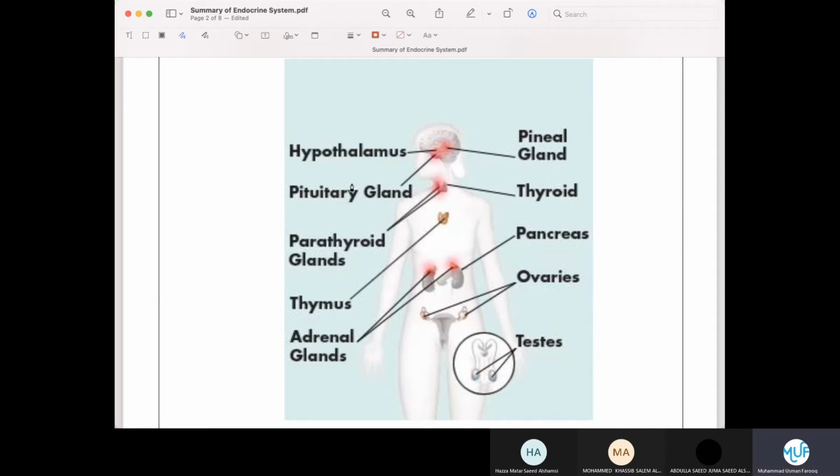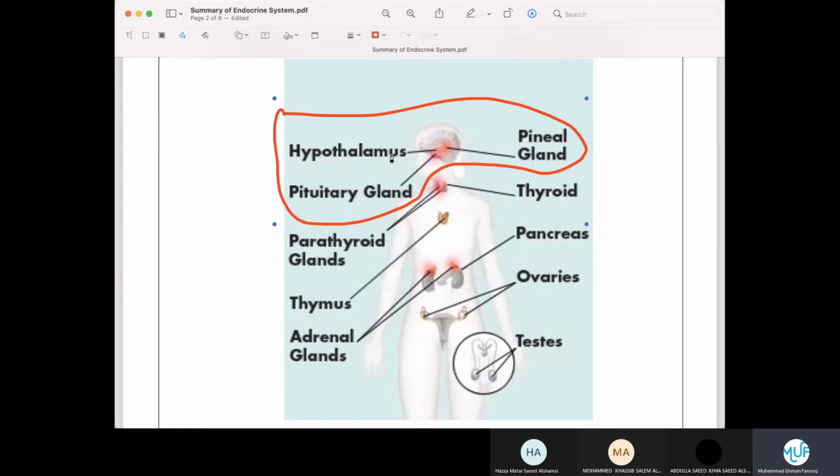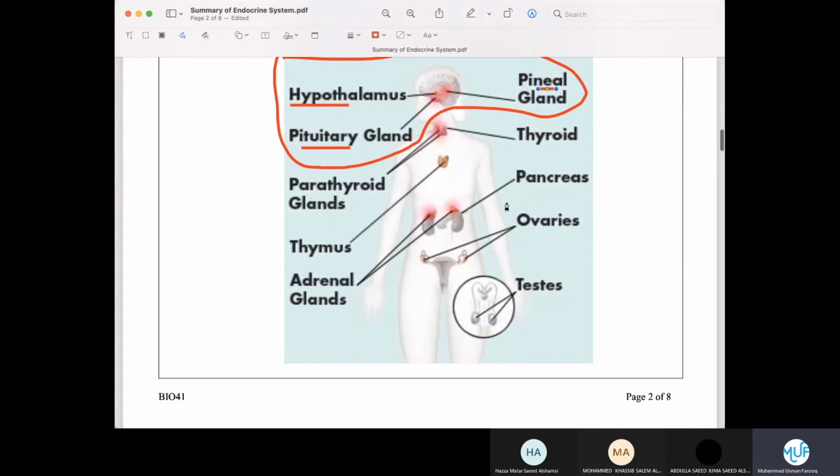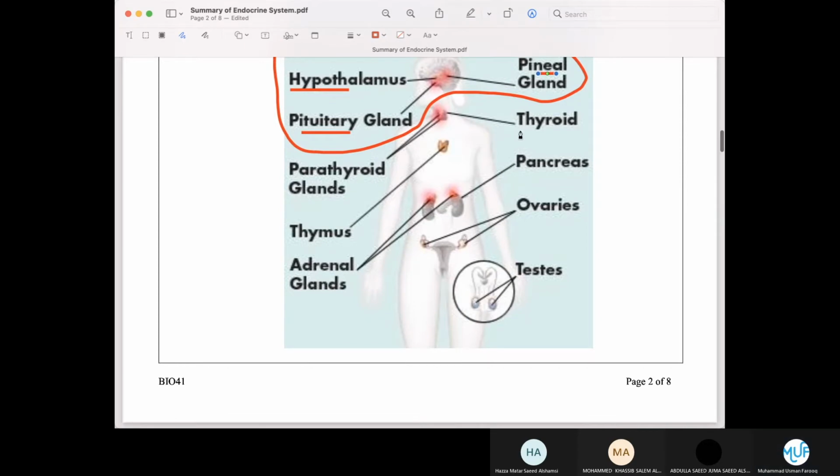First of all, we look at the glands which are present in the skull. You can see over here, these three are present in the skull: the hypothalamus, just below it the pituitary, and the next one is the pineal gland. We will talk in more detail about their functions. Then in the neck region, you have the thyroid, and just below the thyroid is the parathyroid. Normally they label it as the thyroid. They don't go into details of the parathyroid.